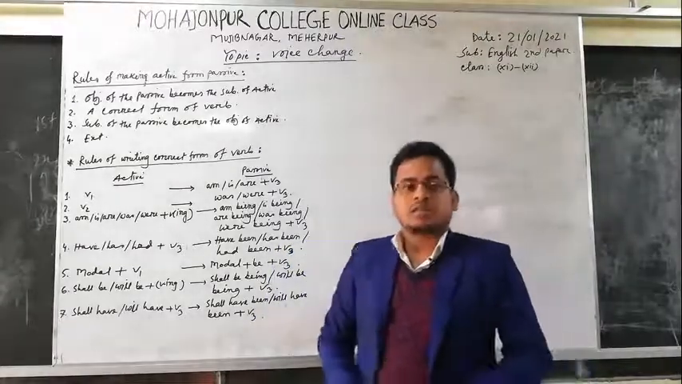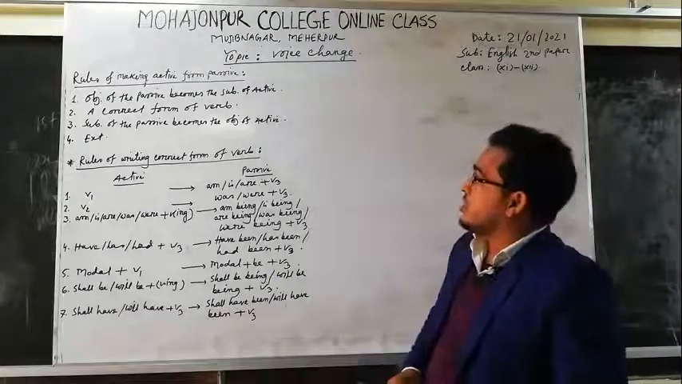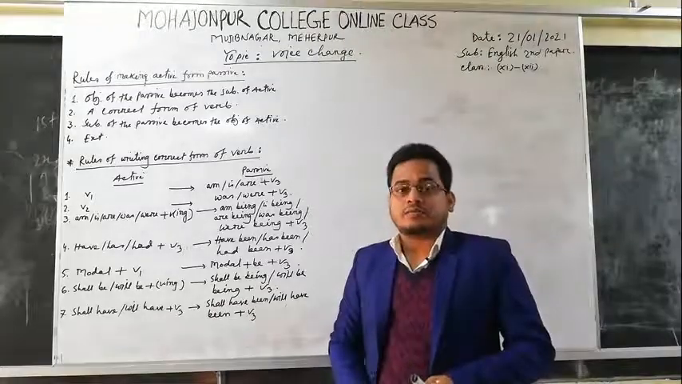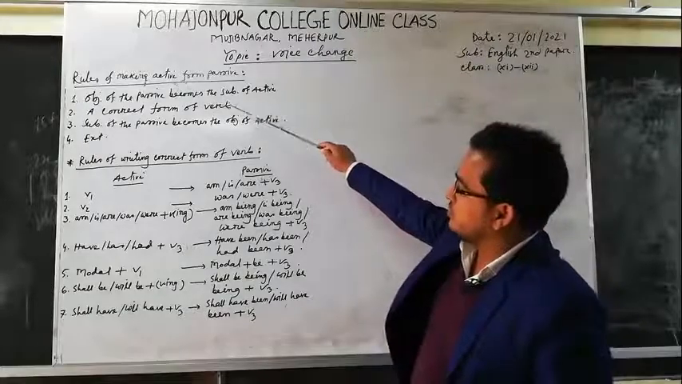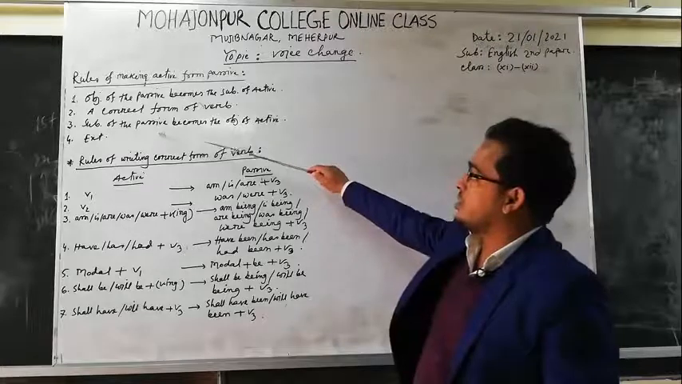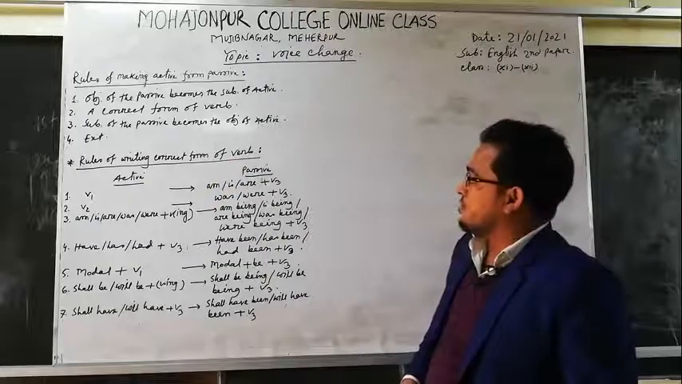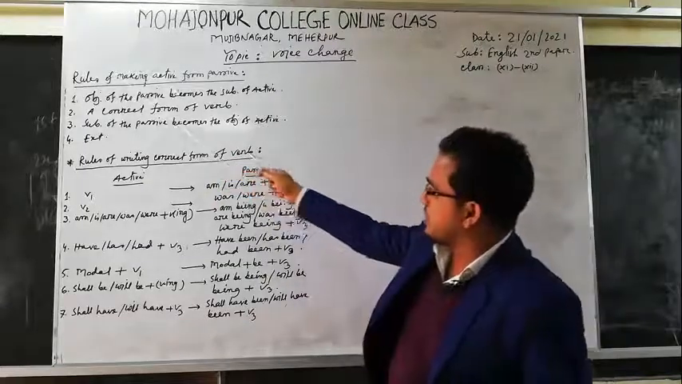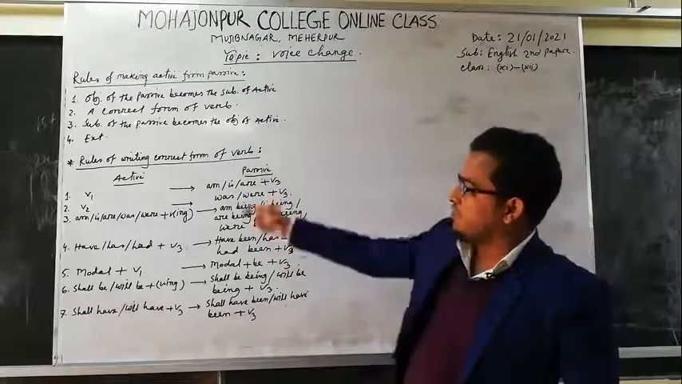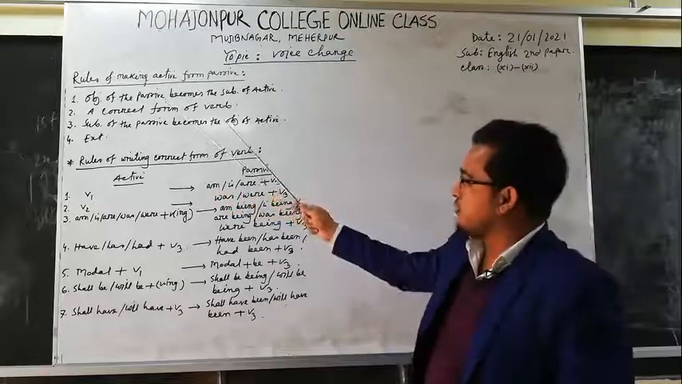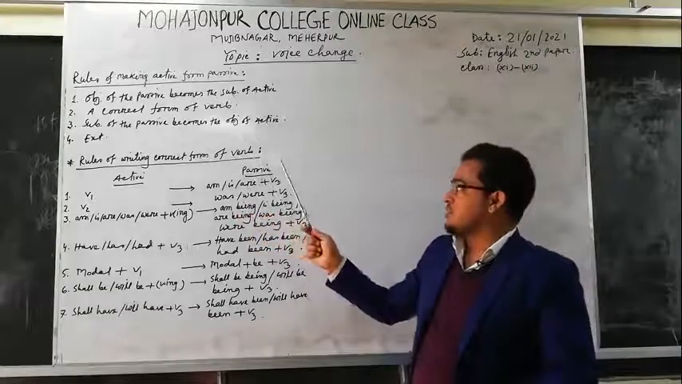Just have a look at the board. Dear students, to make an active from a passive, you have to follow these steps, number 1 to number 4. Here, look at the rules of making active from passive. The first one is: object of the passive becomes the subject of active.